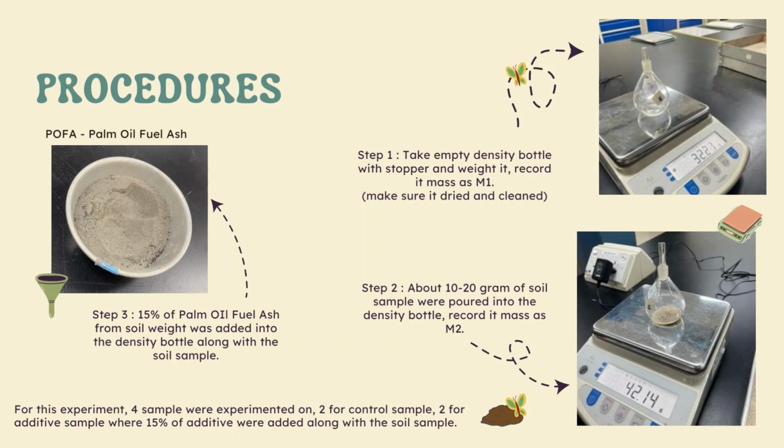Step 2, about 10 to 20 grams of soil sample is put into the density bottle, record its mass as M2. Step 3, 15% of palm oil fuel ash from the soil weight is added into the density bottle along with the soil sample.